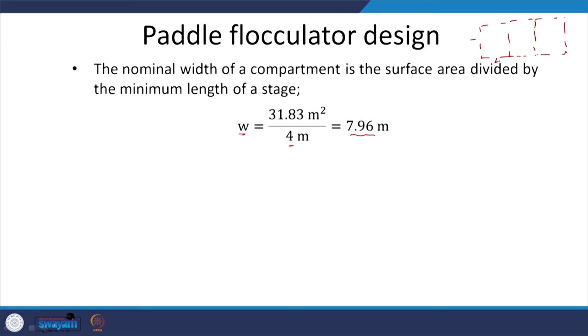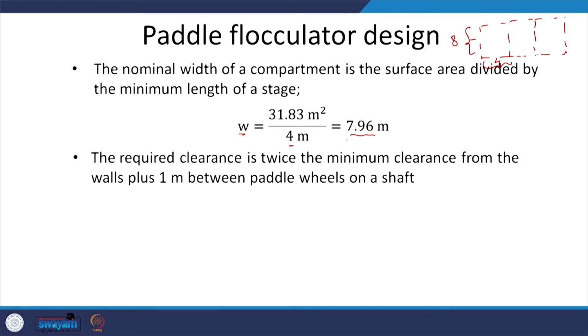So this came to be 4 and this came to be almost 8 meters, or 7.96 meters. That's what we calculated. And the required clearance is twice the minimum clearance from the walls plus 1 meter between paddle wheels on a shaft. Okay, there is some more to go. So required clearance is 2 into 0.3, again from the standard tables, and 1 meter, so it's 1.6.